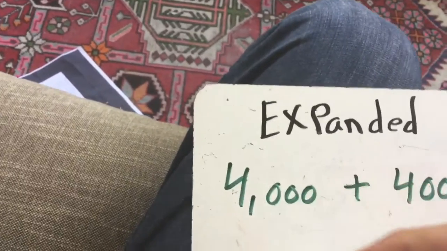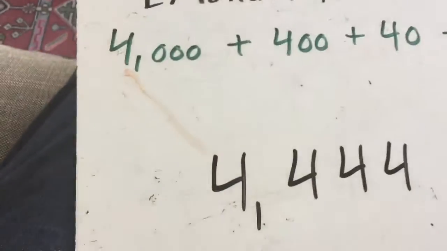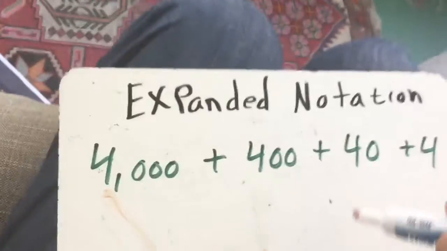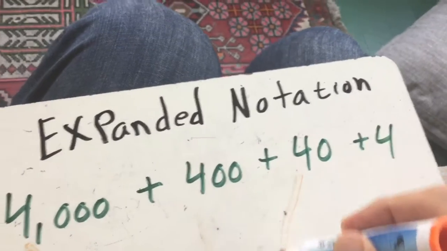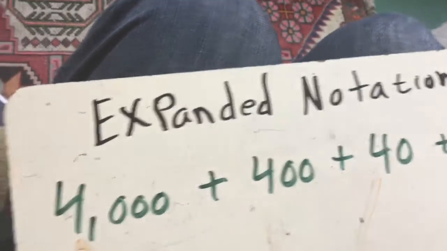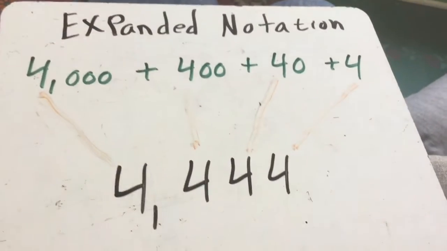So 4 in the thousands, there's my thousands place. But I also have 4 in the hundreds. There's my hundreds place. I also have 4 in the tens, so I need a 4 in the tens. And I got a 4 in the ones.